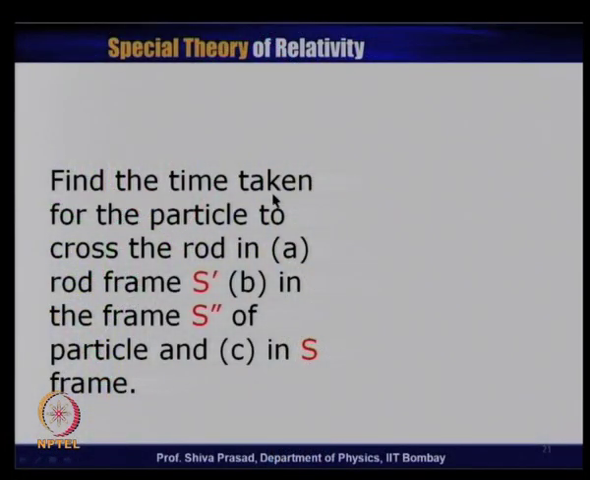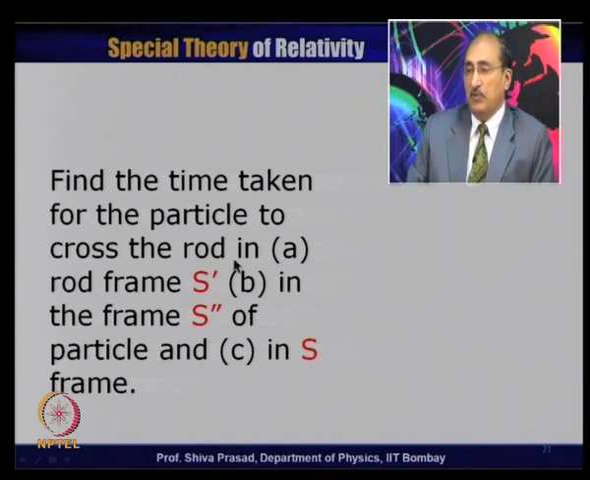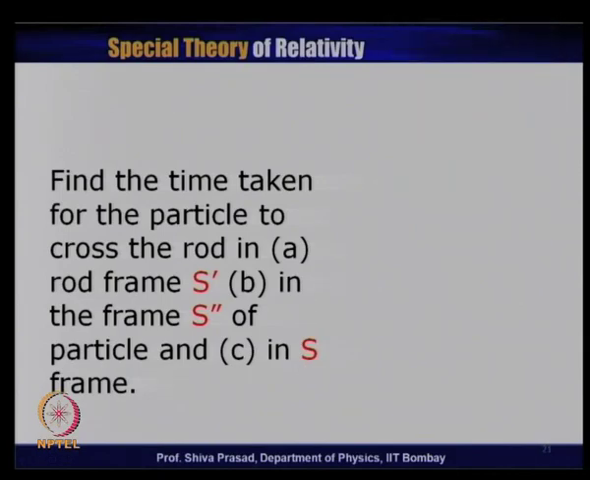We will see what are the things that are being asked, and then we will show by a picture to make it clearer. So, what has been asked in the question? Find the time taken for the particle to cross the rod: A, in the rod's frame, which I am calling the S prime frame of reference; B, in the frame S double prime of the particle. So, there is a third frame, which is the particle frame; and lastly, C, in the S frame, which is the frame in which all these velocities have been given. So, there are three different frames: the ground frame S, the S prime frame, which is the rod frame, and the S double prime frame, which is the particle frame. Essentially, we have to find out in all these three frames the time taken by the particle to cross the rod.